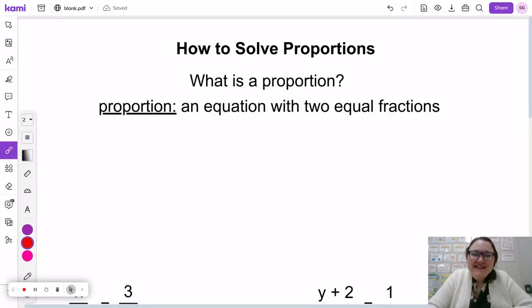Hi math students, this video is going to be an introduction on what we are going to see in our lesson about proportions. And the focus of this is really how you solve proportions.